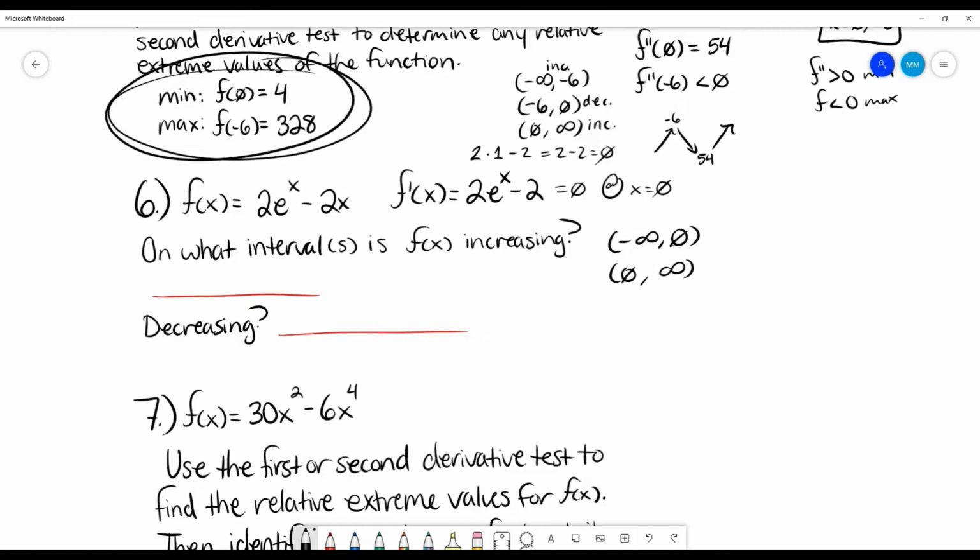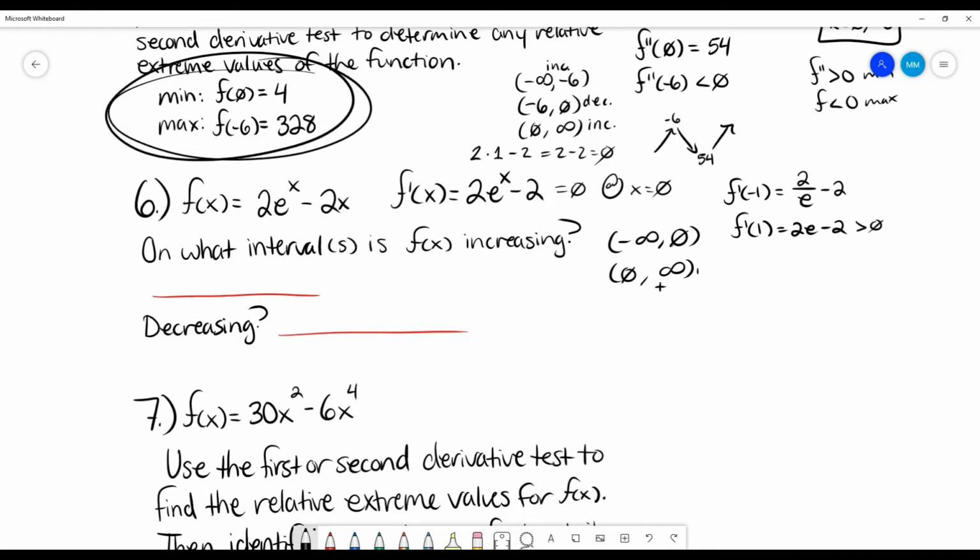And now I'm just going to plug in a -1 for this interval, just to see what that looks like. So 2 times e to the -1 is the same as 2 over e. And then I'm going to plug in a +1 for this interval, which is just 2e minus 2. For this one, I know that 2e is bigger than 2, so 2e minus 2 I know is going to stay positive, right? It's going to be greater than 0.